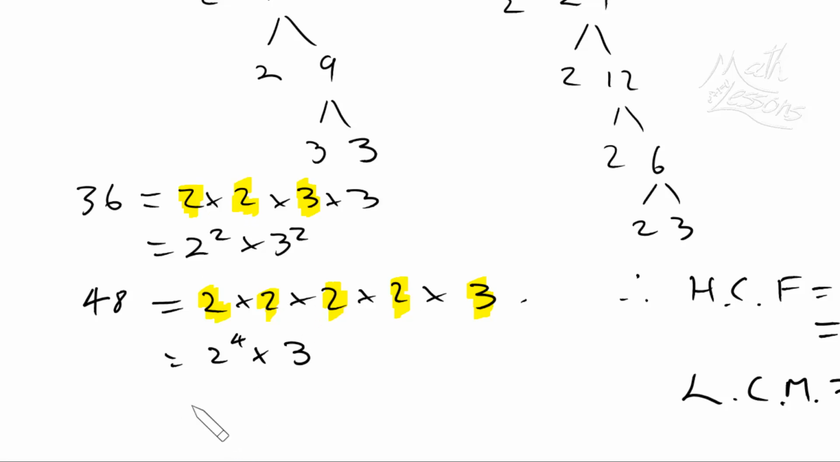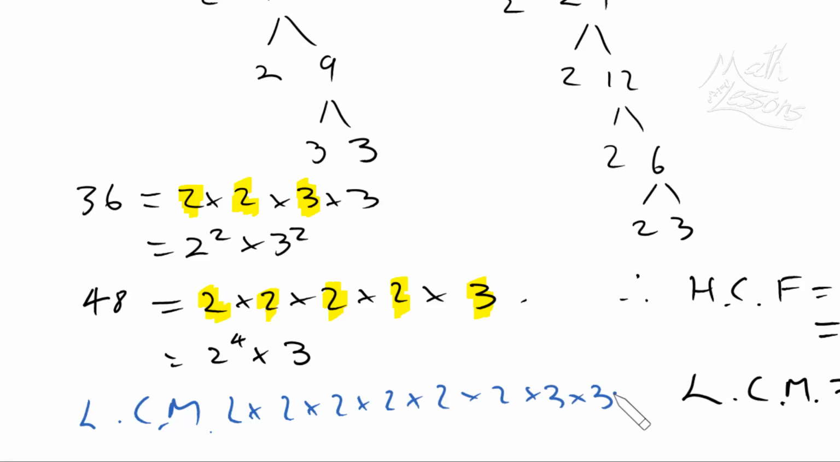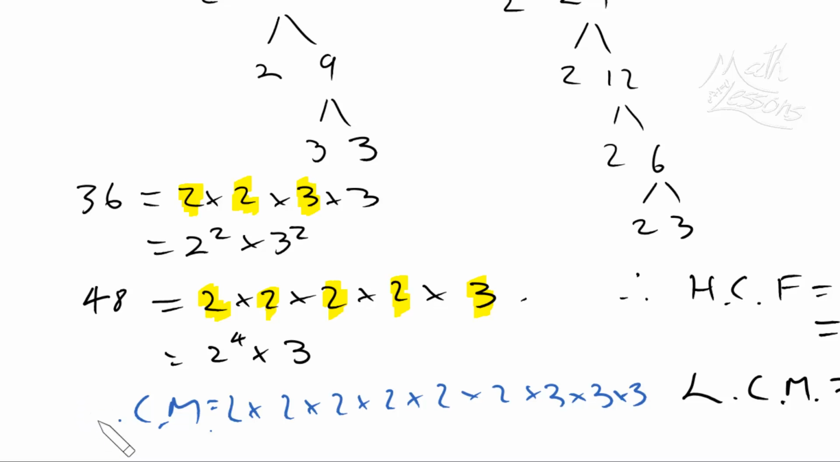A lot of students' mistake when using this method is to think of the LCM as 2 times 2 times 2 times 2 times 2, 1, 2, 3, 4, 5, 6, times 3 times 3 times 3. Well, that is a common multiple, not the lowest common multiple. They will both go into this because 48 will go into this, since you've got all of this times all of this, and obviously this will go into it. But what we don't want to do is double count.